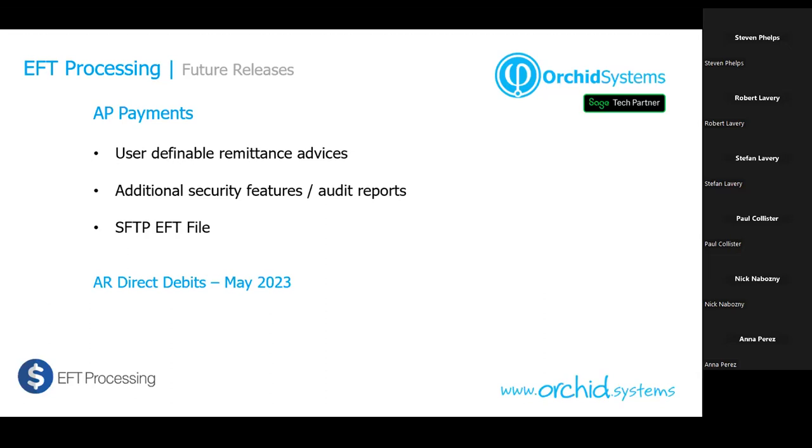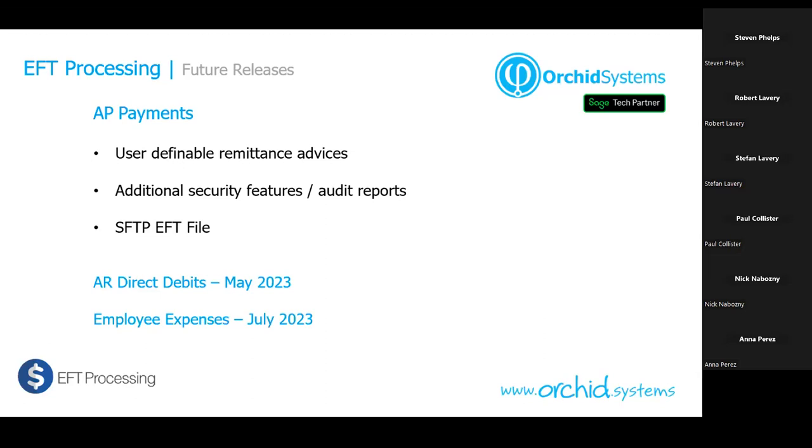So a very similar process, except we're pulling money from customers' accounts rather than sending money to vendor accounts. And we've also been asked to add employee expenses. That's a unique feature within Sage Intacct that we don't offer with Sage 300. We've already got a good start on that, so we anticipate being able to release the employee expenses portion of EFT processing by the end of July 2023.